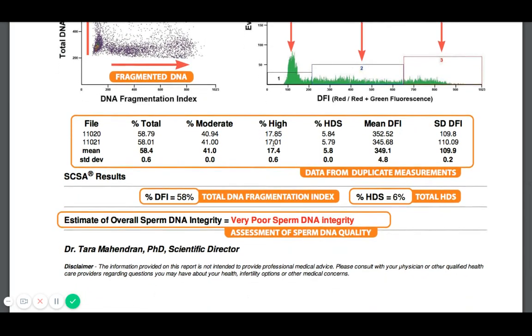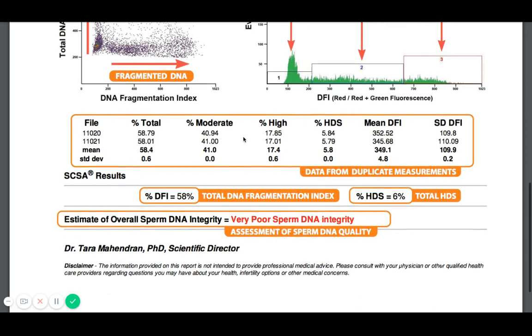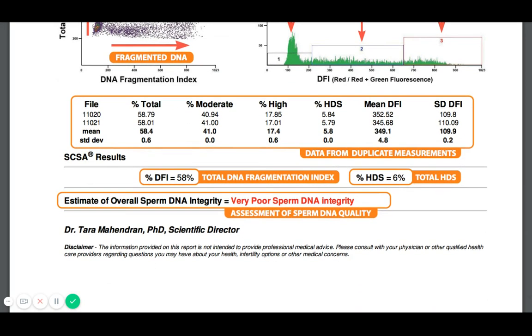Samples are always analyzed in duplicate, and the raw data is shown here in this table. The report values are based on the average of these two measurements. This unique SCSA test report will give you two values. One is the percentage DFI, which indicates the levels of DNA fragmentation in the sample, and you also get the HDS value, which indicates the levels of immature chromatin in this sample.